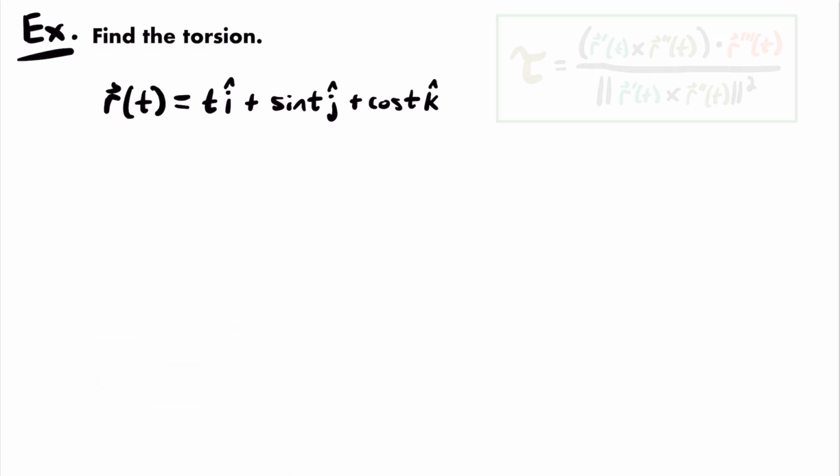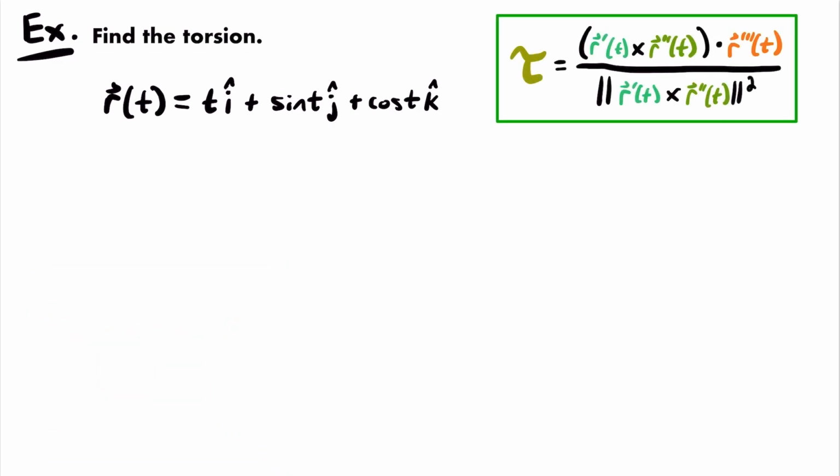The torsion, represented by the Greek letter tau, is equal to the cross product of r prime of t with r double prime of t, and then you take that cross product and take the dot product of it with r triple prime of t, and divide by the magnitude of the cross product between r prime of t and r double prime of t, where you square that magnitude. You could view that numerator, if you'd like, as a triple scalar product, right? You have a cross product of two vectors that you are then taking the dot product with another vector. Okay, so that's the formula we're going to use. That's how we're going to calculate torsion.